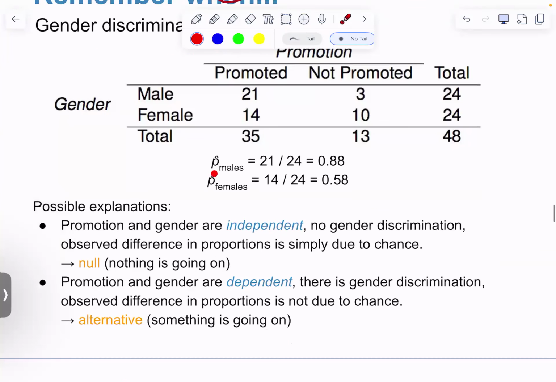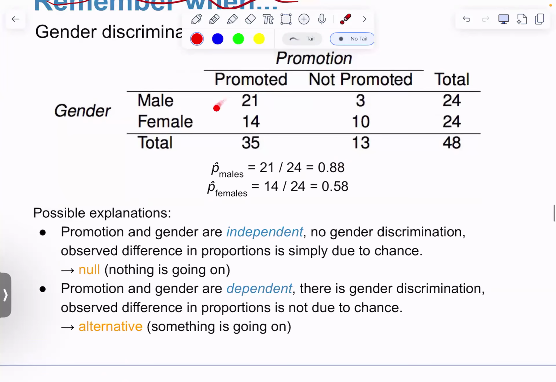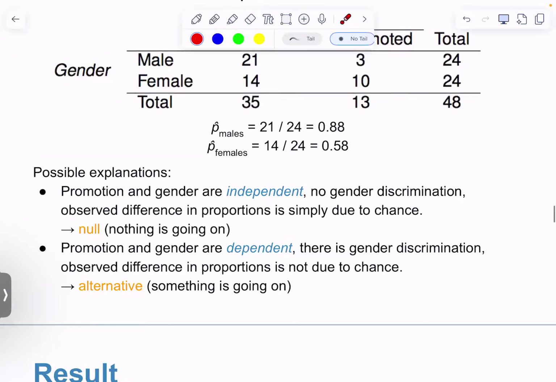So we can have some sample proportion of males. 21 out of 24 males were promoted, 0.88. And we can have a sample proportion of females who were promoted, 14 out of 24. Which is also why we had to practice being able to read contingency tables, because often this is how we summarize information, and this is how I'll give you information.